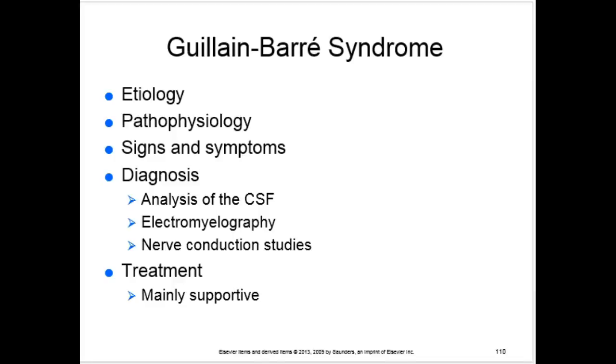Medical treatment is mainly supportive. Within the first 2 weeks, plasmapheresis, in which the patient's plasma is removed and washed out to remove antibodies, helps hasten recovery in some patients. The use of IV immune globulin often hastens recovery as well. Nutritional support via tube feeding may be required because of dysphagia.